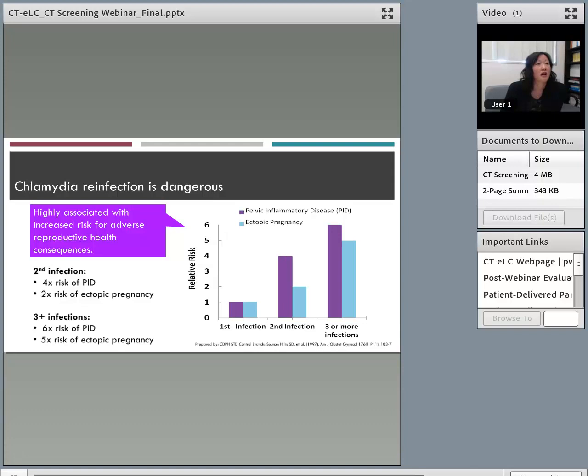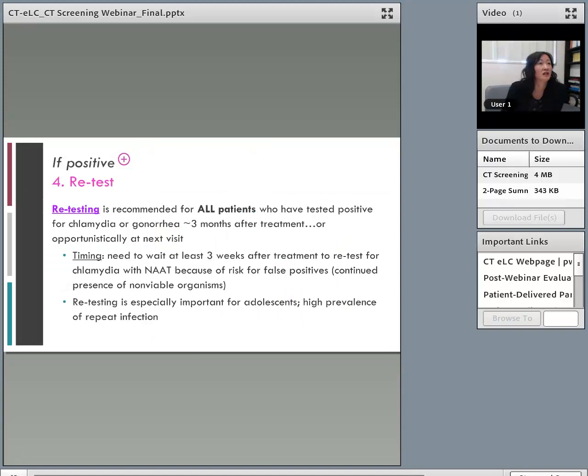So these are just take-home points. Of course, the sooner we catch people in terms of screening them and treating them early on, the less likely this is to happen, even if people do have repeated infections. So what you guys are doing out there with improving chlamydia screening and retesting is incredibly important.